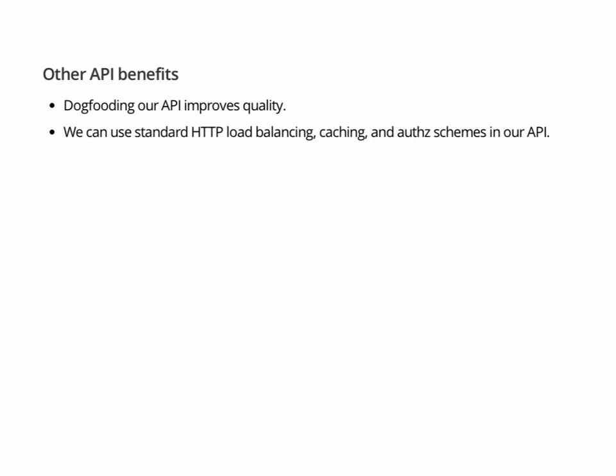Another thing is, by using HTTP as the interface between our front end and our API, and doing that transparently with the API client, we can just use all the standard HTTP box of tricks, load balancing, caching, and authorization schemes, and we don't have to reinvent them in Go or some other layer.